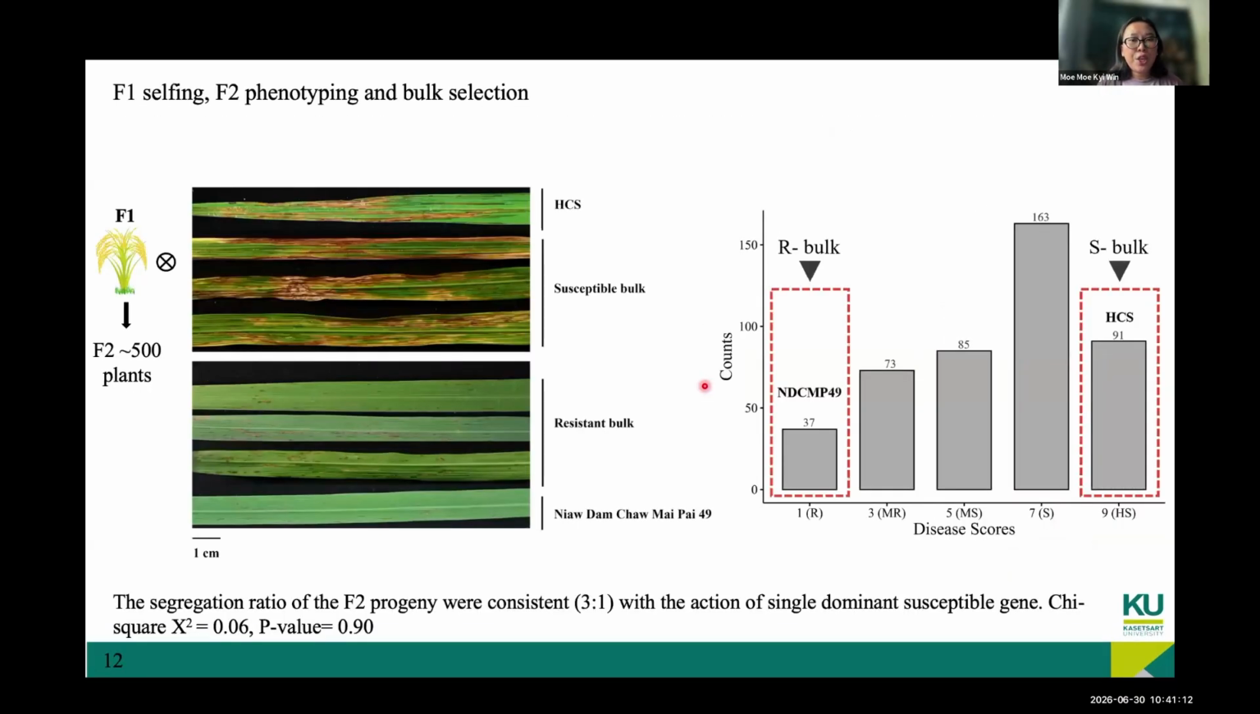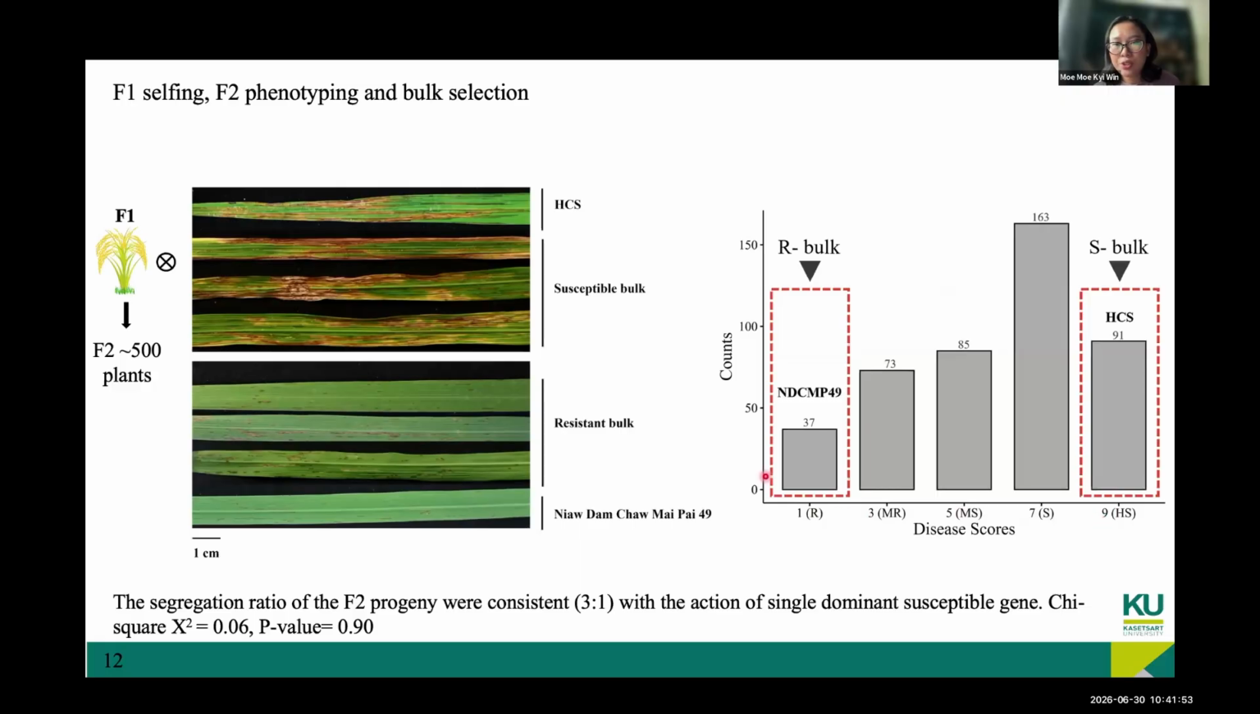And then here are the phenotypes of the individuals that we selected for the susceptible bulk, and also the phenotypes of the plants that we selected for the resistant bulk, along with the phenotypes of the parents. And this is the distribution of all my 500 F2 plants that I phenotyped. Here, score 1 represents resistant, score 3 moderately resistant, score 5 moderately susceptible, score 7 susceptible, and score 9 highly susceptible.